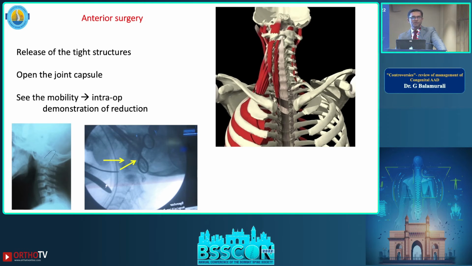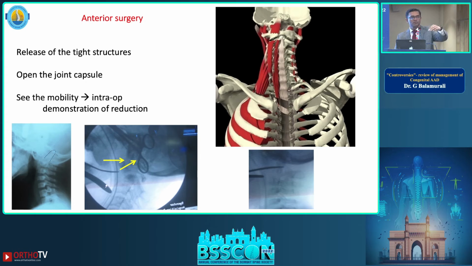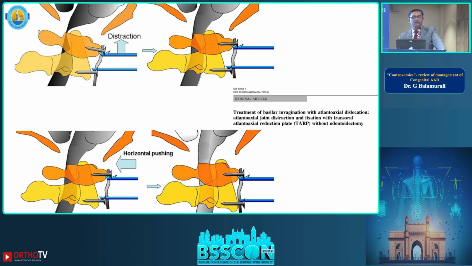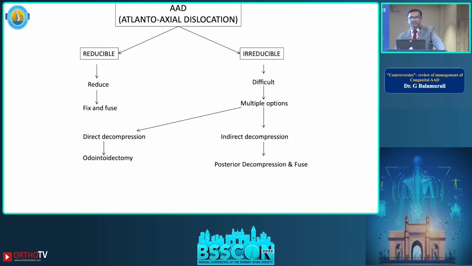So you remove the capsule, you remove the muscles, you go into the facet joints, you go into the C1, C2 joints anteriorly, and then you make sure you can pass your instrument in, and then you're able to release the whole thing. There are newer techniques of transoral reduction with a technique called TAPR, the transoral reduction plate system. Again, very similarly, you can either do an odontoidectomy and then do this, or you can do it without doing an odontoidectomy. Directly you can do a reduction, all from anterior.